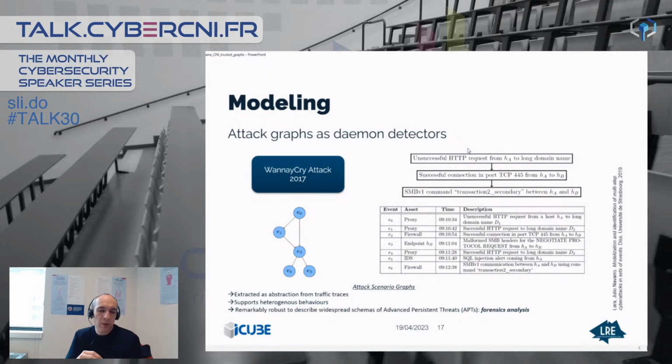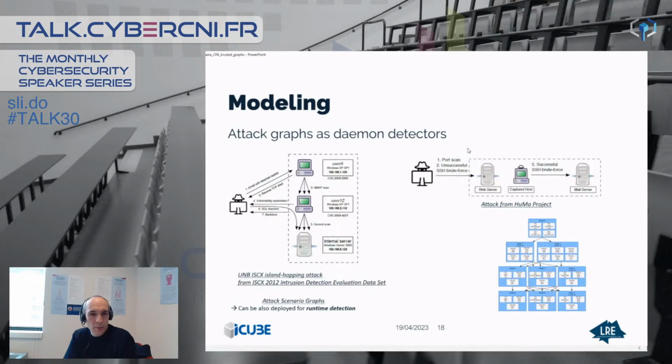The very interesting part in this model is this abstraction attack graph, extracted directly as an abstraction from the traffic traces. This part is a bit manual, but really comes from the real traffic. It supports heterogeneous behavior of the attack, heterogeneous attack paths, and is remarkably robust to describe the widespread schemas of advanced persistent threats. It is very useful for forensic analysis, and also for live detection of APTs, and proved really powerful.